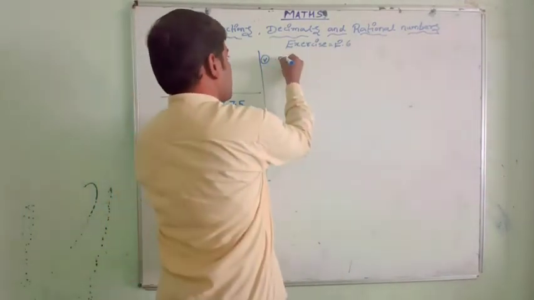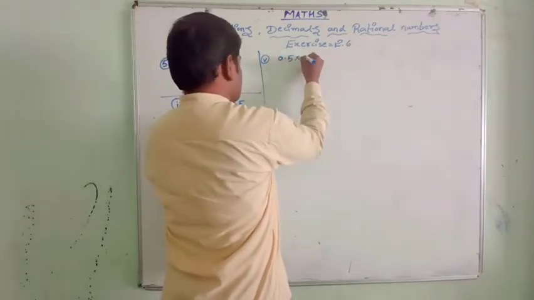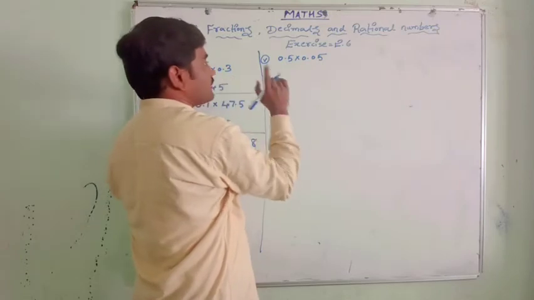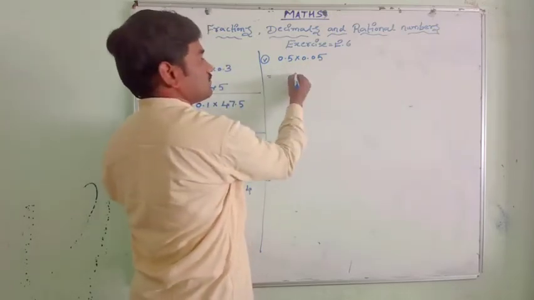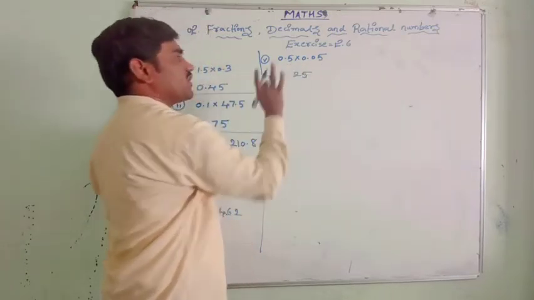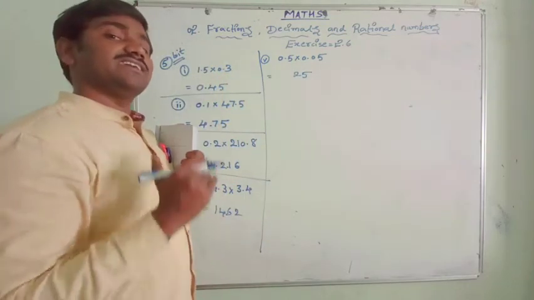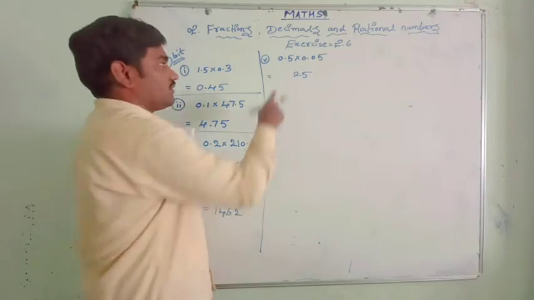0.5 into 0.05. Yes. Let us multiply. Simple. 5 5s are 25. 5 5s are 25. Remaining are zeros. Not to worry. But here we need to count how many decimal digits are there after the decimal point.